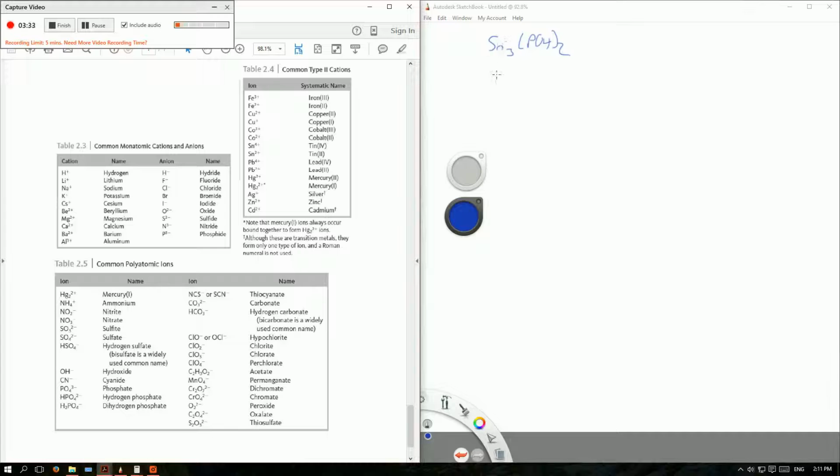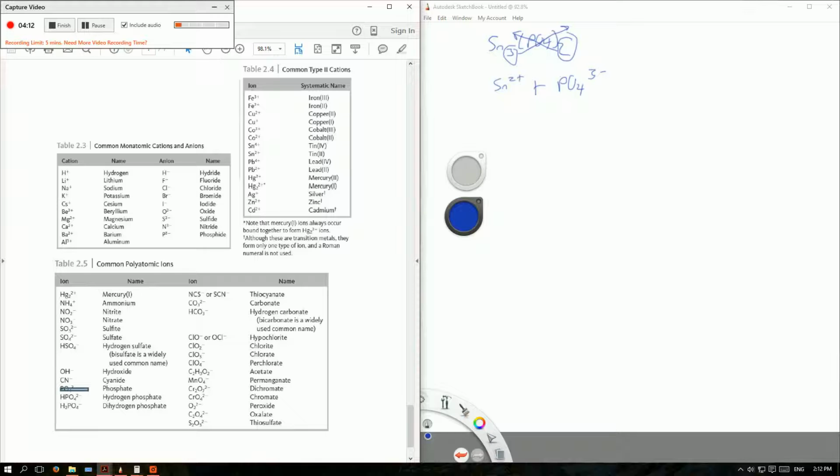Remember, it's always the first element first, so we look at it for Sn, and we can see that we have Sn2+ or Sn4+. So how do we know which one to use? Well, we look at the substituent on the opposite side. Remember, they cross over, so that means it's Sn 2+, plus PO4 3-. And we can find PO4 in this one here. So you can see that the phosphate has a 3- charge.